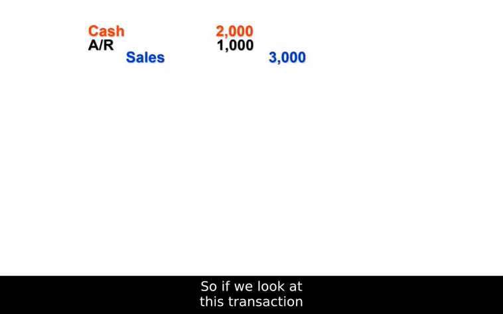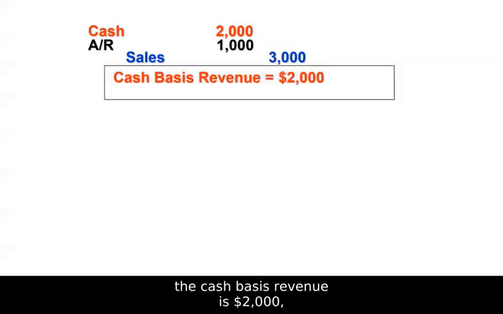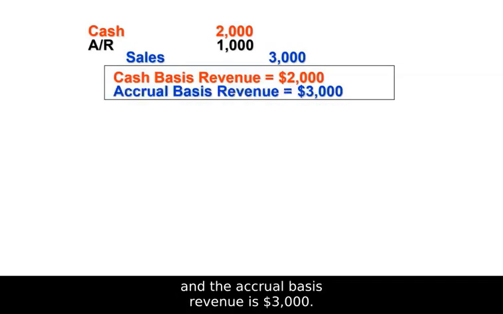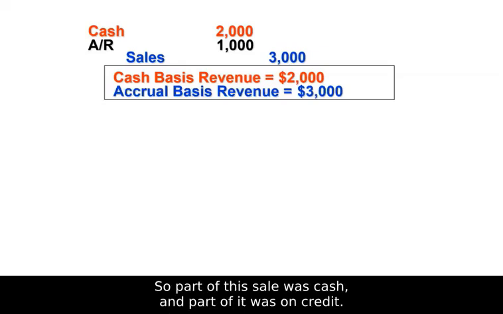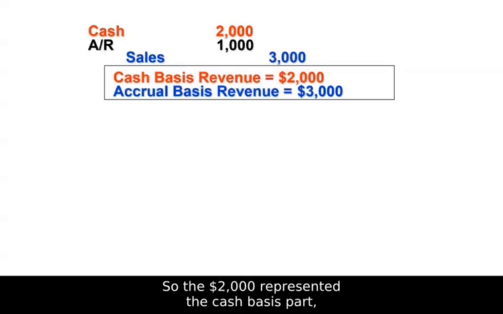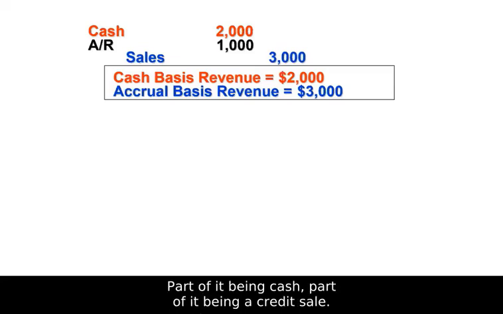So if we look at this transaction, which was part a cash sale and part a credit sale, the cash basis revenue is $2,000 and the accrual basis revenue is $3,000. So part of this sale was cash and part of it was on credit. The $2,000 represented the cash basis part, and the $3,000 was the total sale that represented the accrual basis revenue, part of it being cash, part of it being a credit sale.